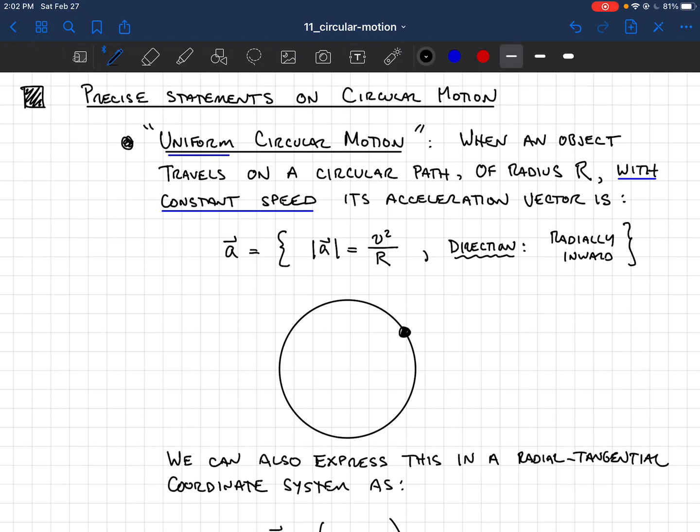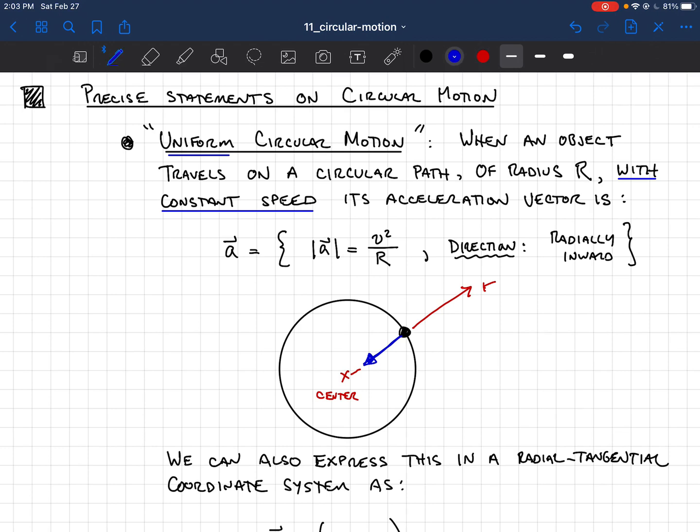So let's sketch it out on this picture. Radially inward means that it points directly at the center of the circle. So if this is the center of the circle here, it's pointing directly there. Another way to talk about that is to define what's called the radial axis. We'll call it the r-axis, and the r-axis points outward from the center of the circle through the object. And we see that the acceleration vector points in the negative r direction. That's what we mean by radially inward.